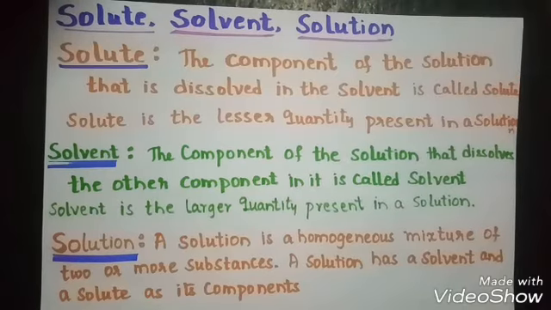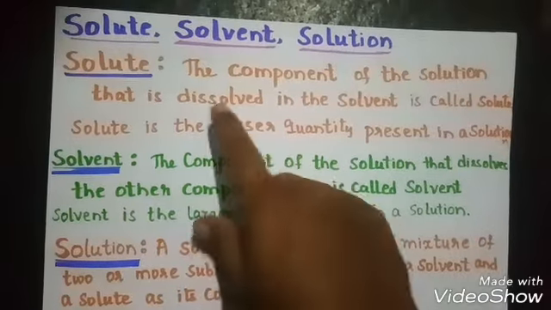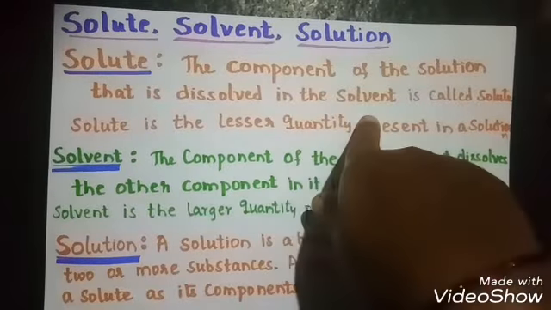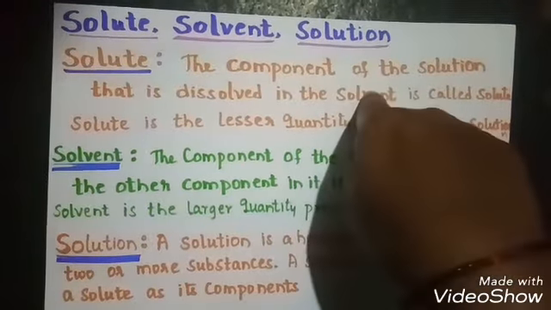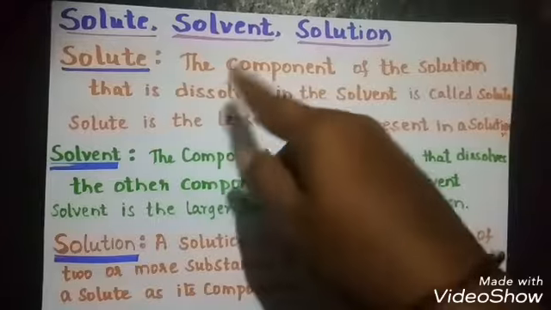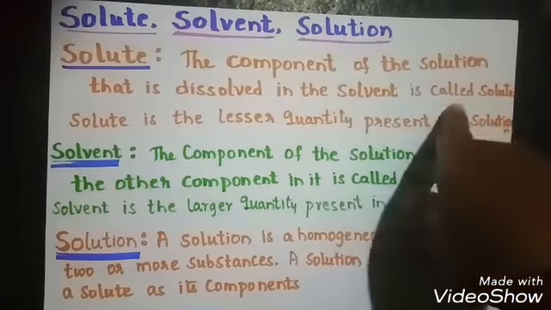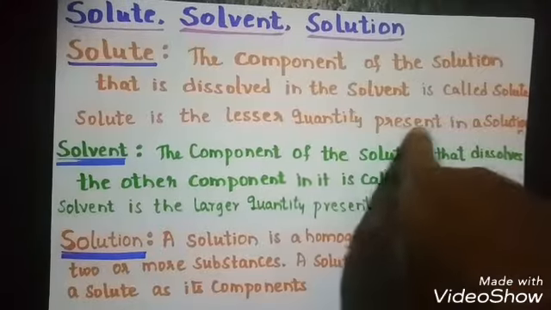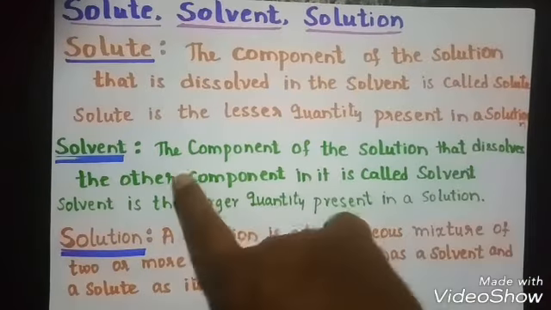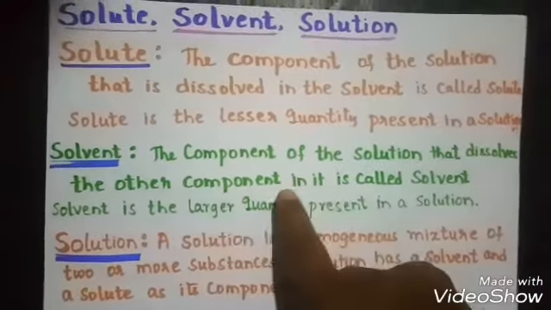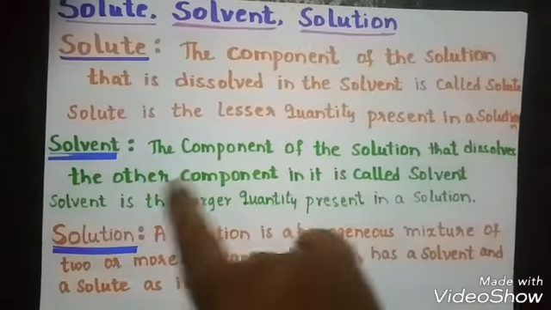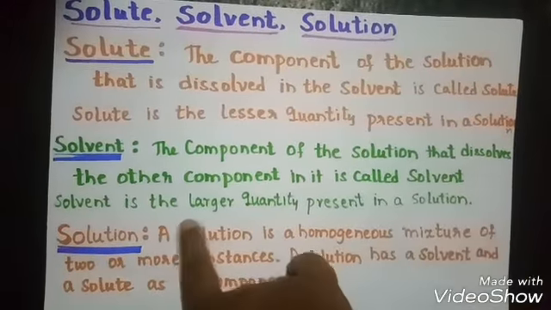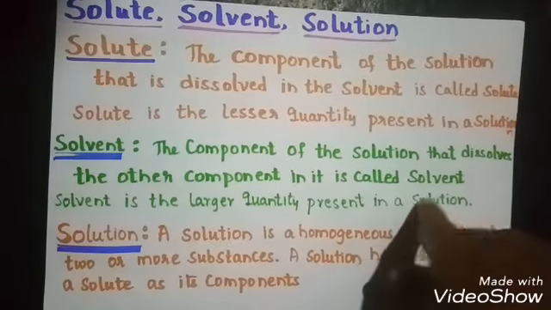First, what is a solute? A solute is a component of the solution that is dissolved in the solvent. The component that you are mixing into the solvent, we call it a solute, and it is the lesser quantity present in a solution. Next is solvent. The component of the solution that dissolves the other component in it is called the solvent. Solvent is the larger quantity present in a solution.